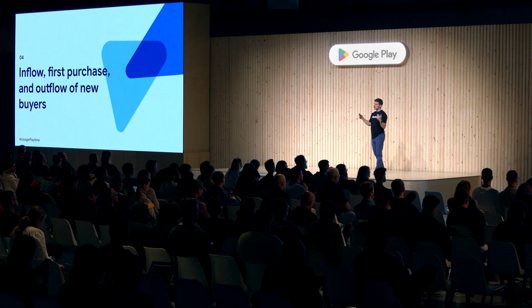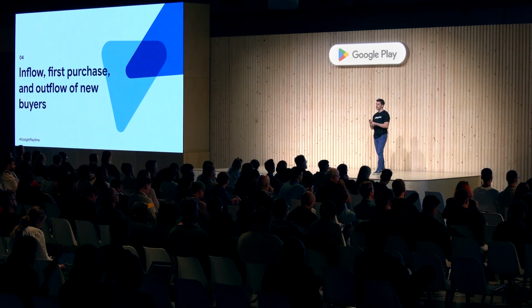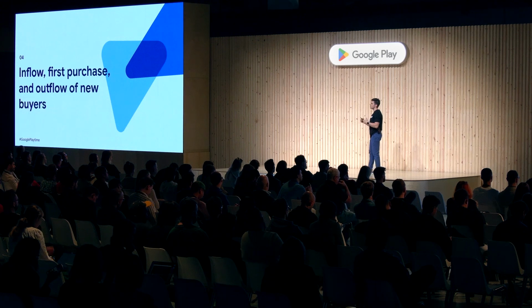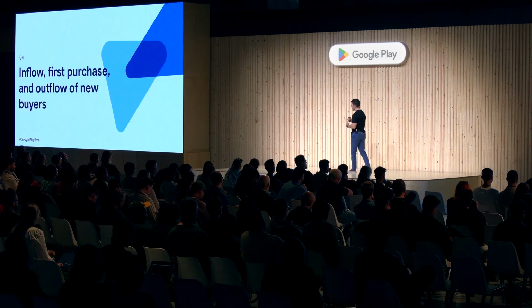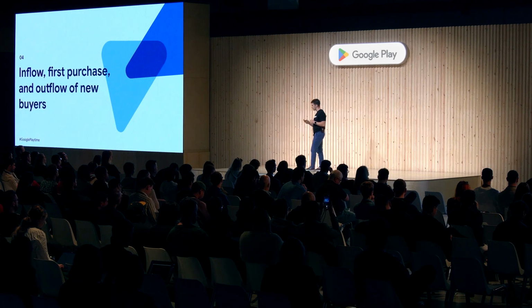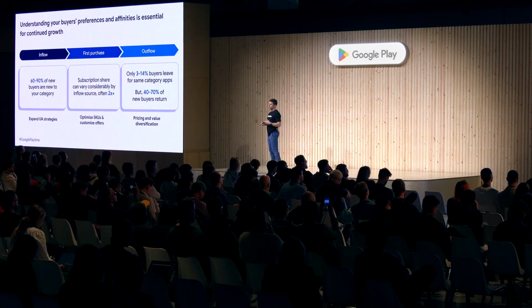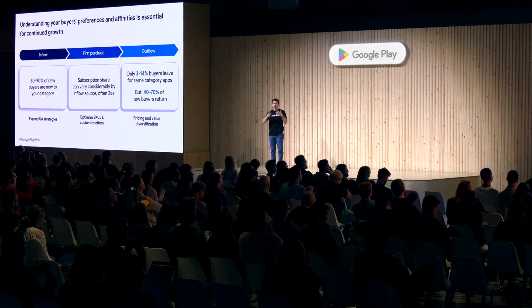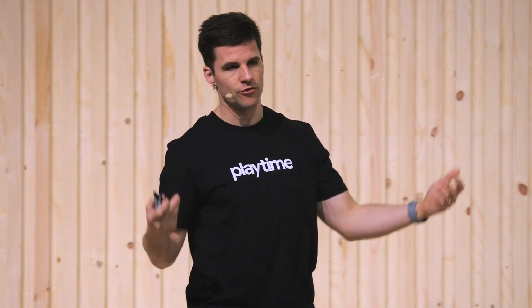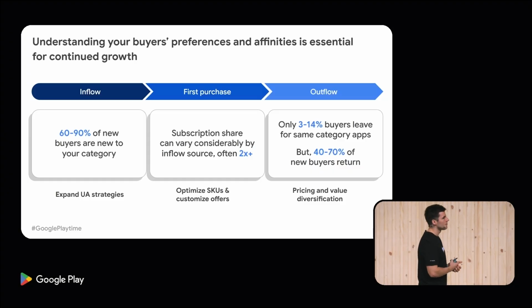All right, so let's go ahead and take a little step back. We've explored where your buyers come from, what they buy first, and where they go on to next. It's clear that understanding your new buyers' preferences and affinities is essential for continued growth. So, as we close out, let's remember that 60 to 90% of your new buyers are new buyers to your category. Now, in light of that information, how can you consider expanding your user acquisition strategies to more adequately cover where these new buyers are coming from?